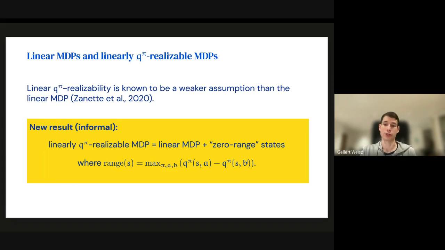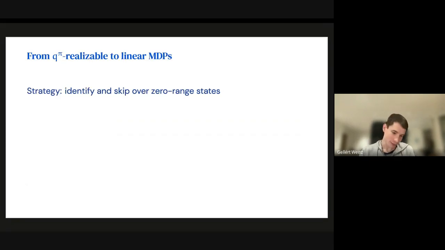And if the range is 0, that means it never matters what action you take in terms of the Q values. If the range is small, it means that it has a very, very low impact on the Q values. So in either of those two cases, it doesn't really matter what you do in state S, so you should just ignore it. And that's kind of the upshot of the whole work. So the strategy is to identify and skip over these zero-range states that don't contribute anyway to the Q values. And actually, for technical reasons, we don't just want to skip zero-range states, but we also want to skip low-range states. At the end of the day, we only need to get an epsilon optimal policy. We can lose a little bit of optimality by skipping low-range states as well.